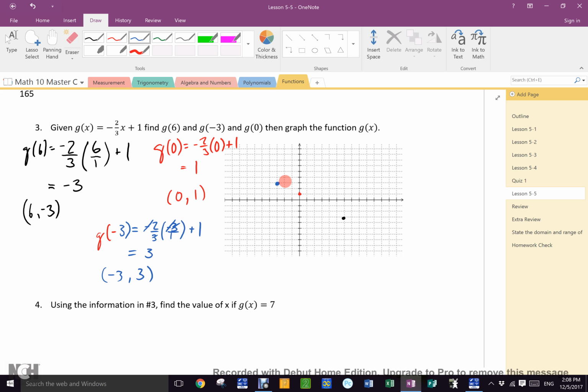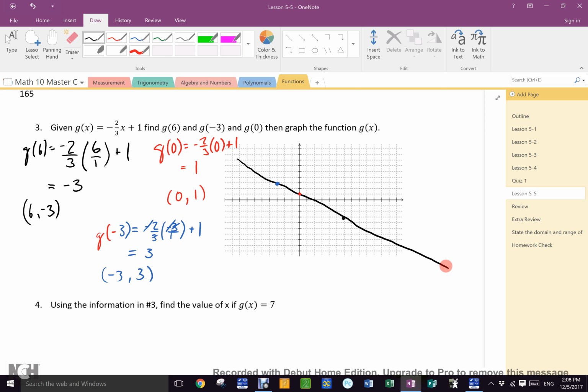Absolutely correct. No matter what number I choose, can I multiply it by negative 2/3? Can I then add 1 to it? So it is every single input forever. Everybody understand? So you connect the line because every input has an output? Yep.